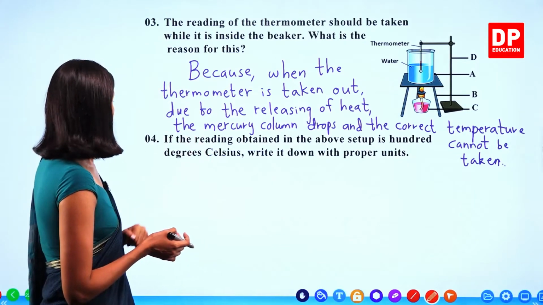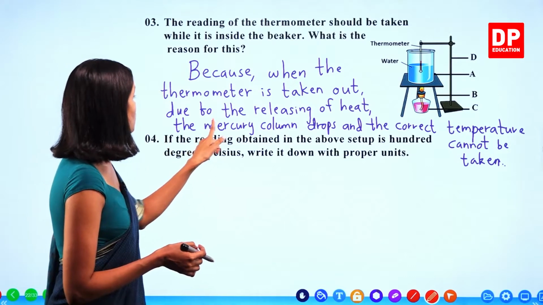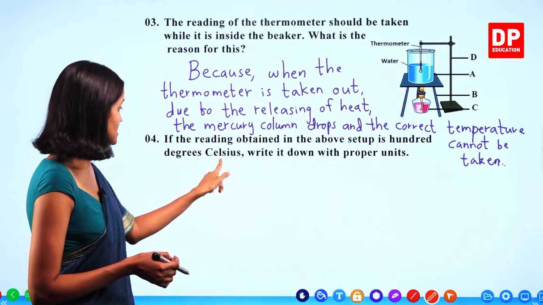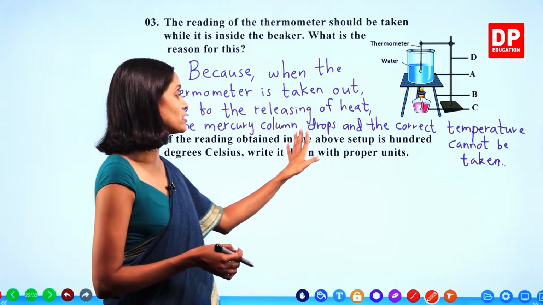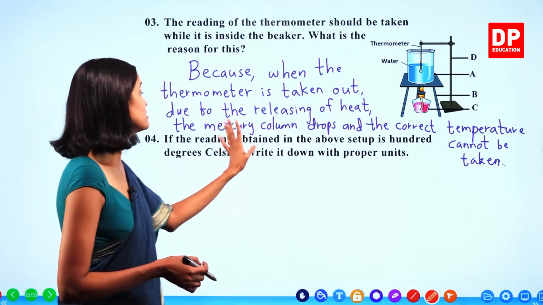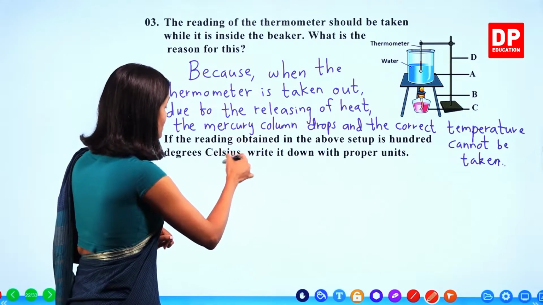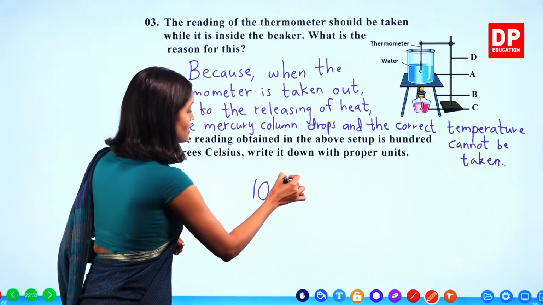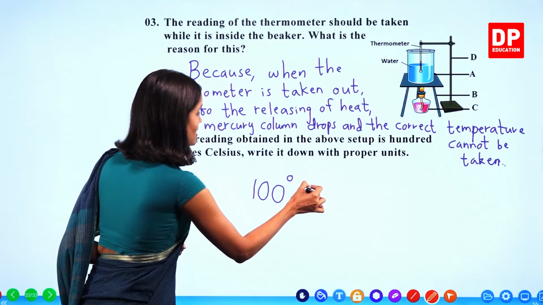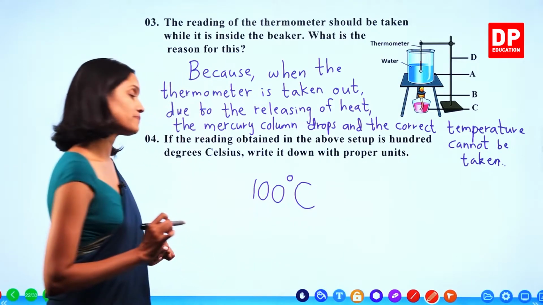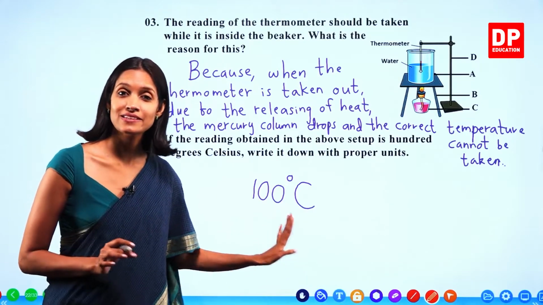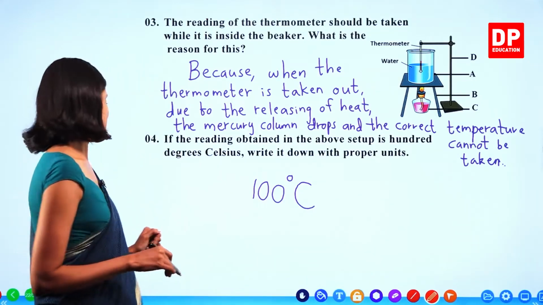Okay? Right. Next one. If the reading obtained in the above setup is 100 degrees Celsius, write it down with proper units. How to write it down, children? 100 degrees Celsius. First you have to write 100 degrees by this and Celsius, capital C. Okay, 100 degrees Celsius. Right? We'll move on to the next.